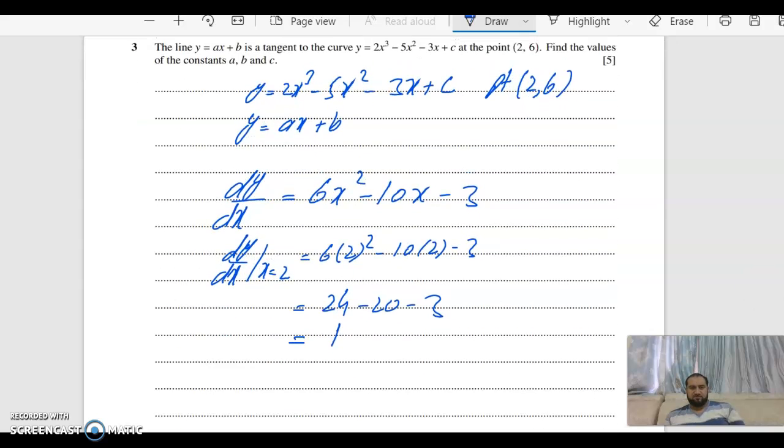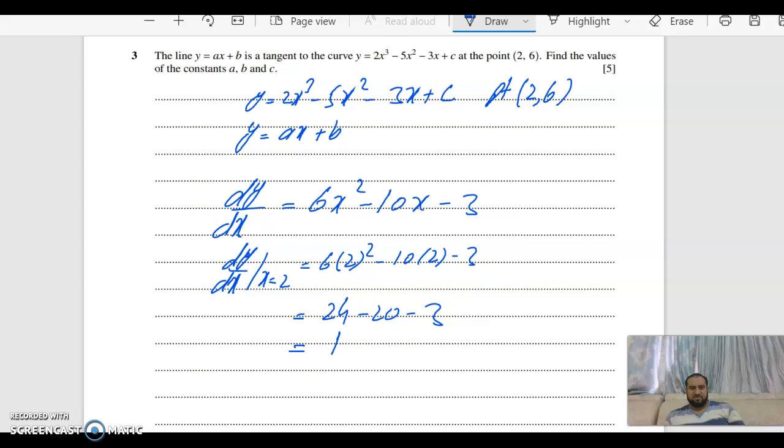So since we found this as 1, this is a gradient. If you compare with the equation of a line which is tangent to this curve, from here we can find this is the gradient in mx plus b. So that means this will give us a is equal to 1.